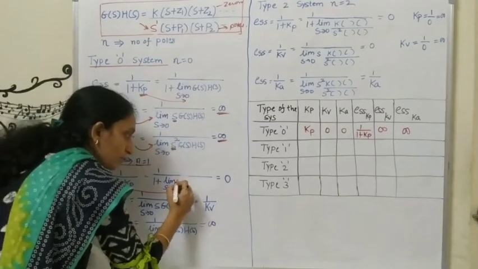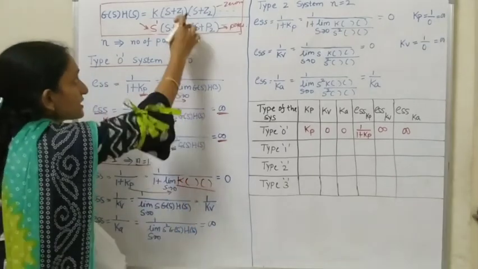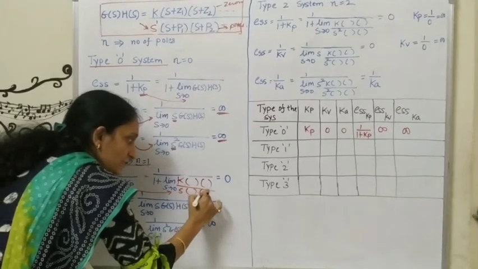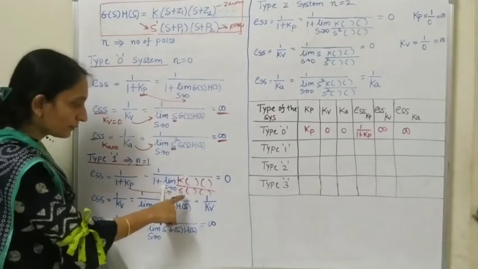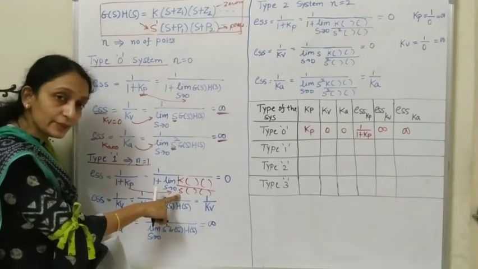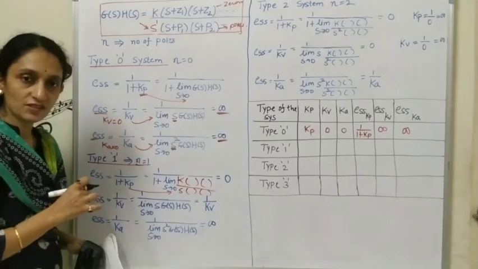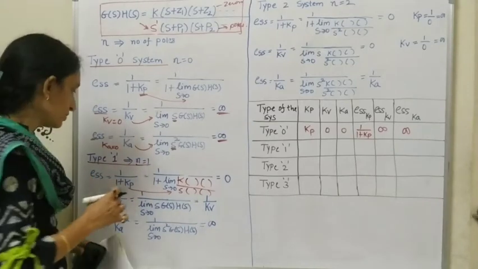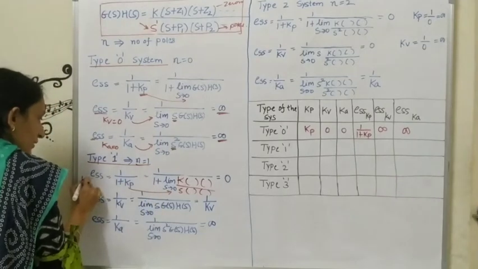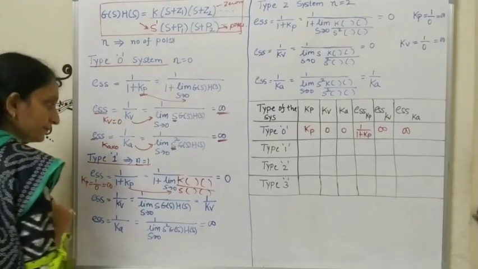So what will be my formula here? K into the numerator bracket, same, (s plus z1)(s plus z2), and here there is a term s, again this bracket will be same. So there is a term s in the denominator, so when I take the limit, this term will be 1 by 0. So see what I am getting here, the value of Kp is equal to 1 by 0, which is nothing but infinity.